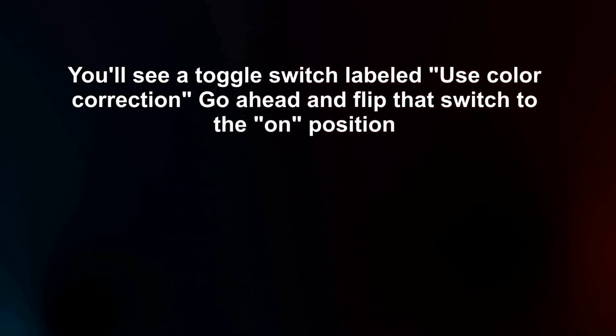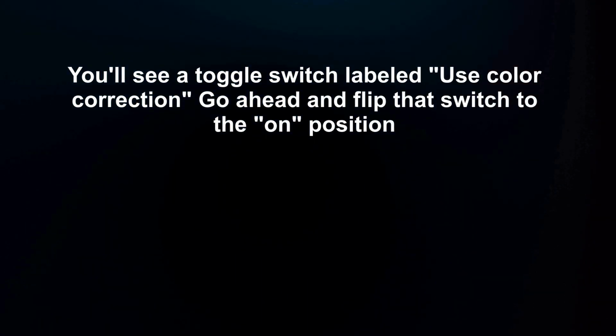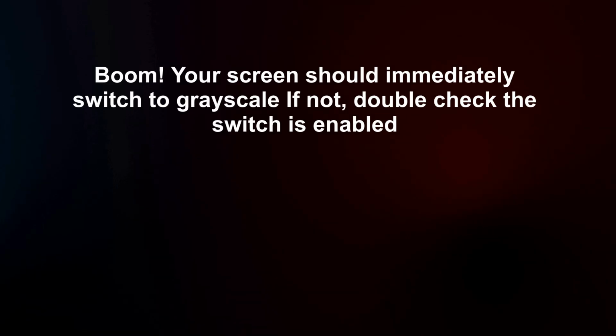Tap on it. You'll see a toggle switch labeled use color correction. Go ahead and flip that switch to the on position. Boom! Your screen should immediately switch to grayscale. If not, double check the switch is enabled.